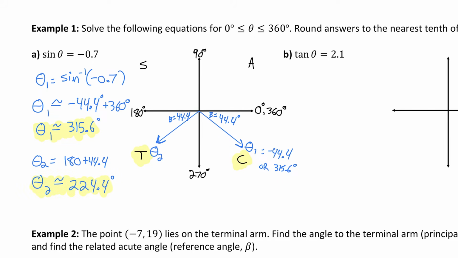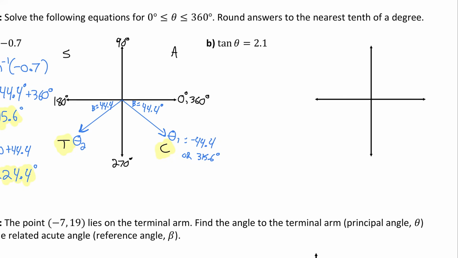You could check both of these answers in the original equation. Because we've rounded, we won't get left side exactly equal to negative 0.7, but it should be very close. So you would just do sine of both of those angles, and it should be very close to negative 0.7. I should also mention there are an infinite number of answers to this equation, but when we're limited to the interval of finding answers only between 0 and 360, you're only going to find two answers.